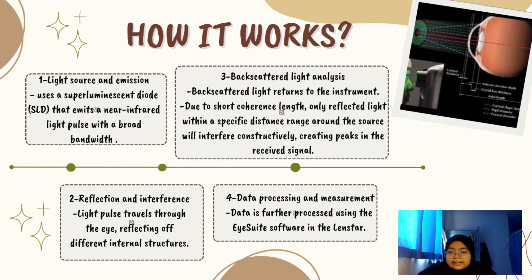Next, backscattered light analysis. The backscattered light from the various structures returns to the instrument. Due to the short coherence length, only reflected light within a specific distance range around the source will interfere constructively, creating a peak in the received signal. Analyzing this peak with sophisticated algorithms allows the Lenstar to determine the depth and location of the reflecting interface within the eye.